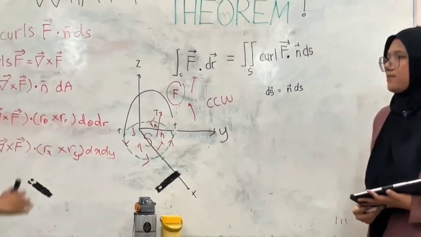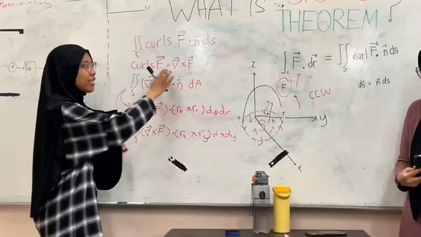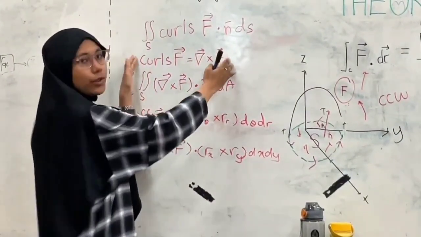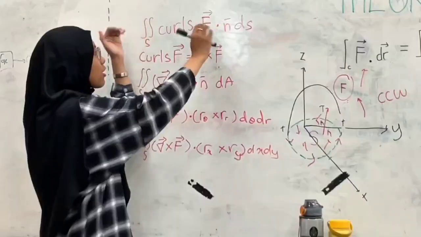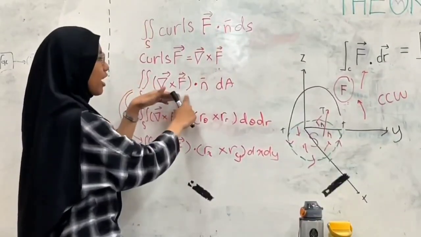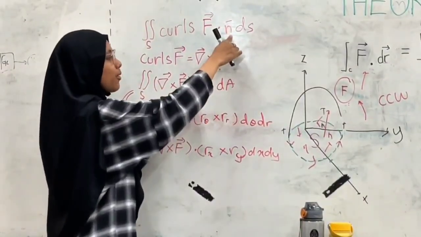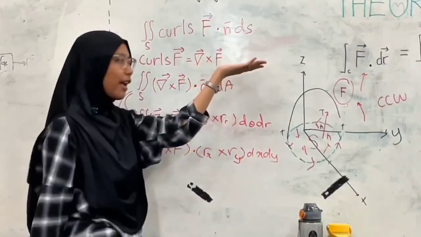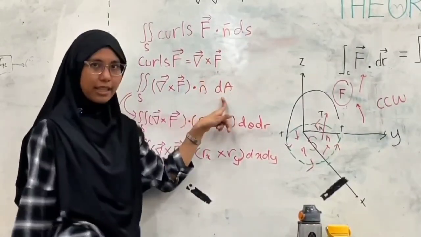Okay, then what is curl F? Curl F is equal to del cross F. So we can put this inside the formula. The curl F will be del cross F dot the normal vector, which is the same, and dS, which is the small area, can be written as dA.